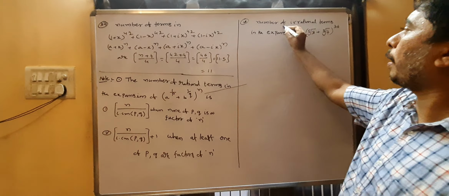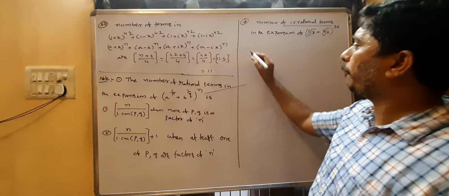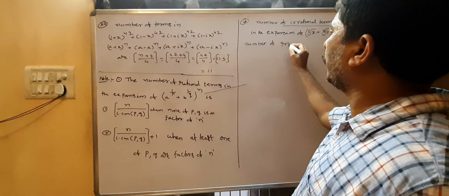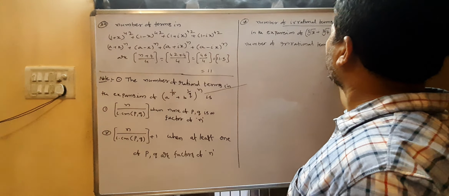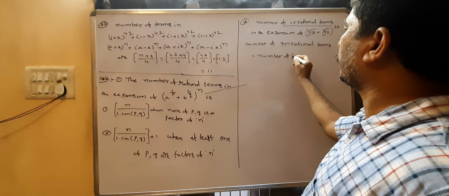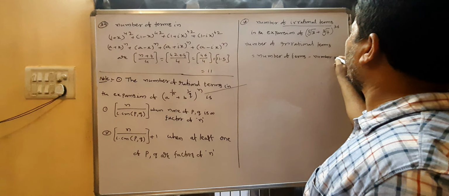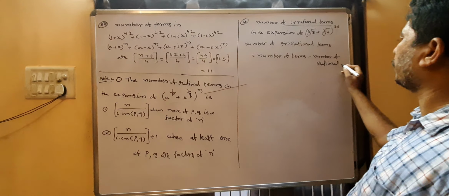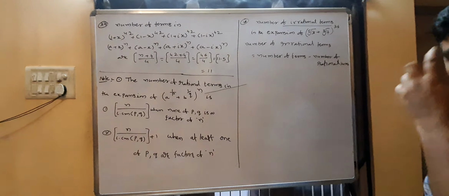Coming to asking number of irrational terms. First you can find the number of terms. Number of irrational terms equal to number of terms minus number of rational terms. Number of terms minus number of rational terms.